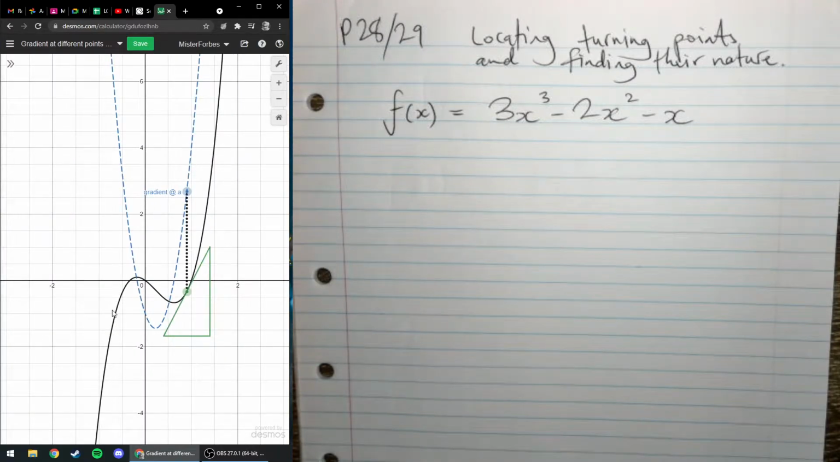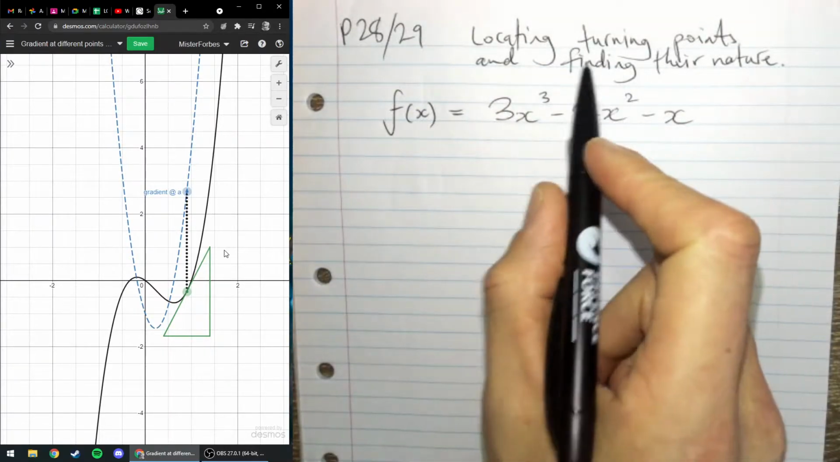See how our function is increasing, and then it's increasing decreasingly until a point where it turns and it starts decreasing. So then it's decreasing, and then decreasingly, and then at this point here it turns again to being increasing. So what we've got here is a positive cubic, and it has two turning points. There's one turning point here where it turns from increasing to decreasing, and then another turning point here where it starts increasing again. So we're going to look at how to find turning points.